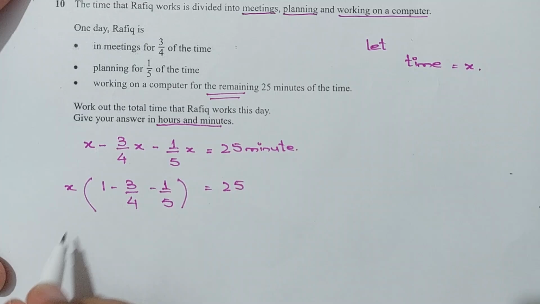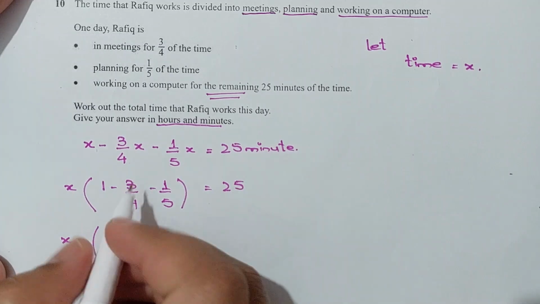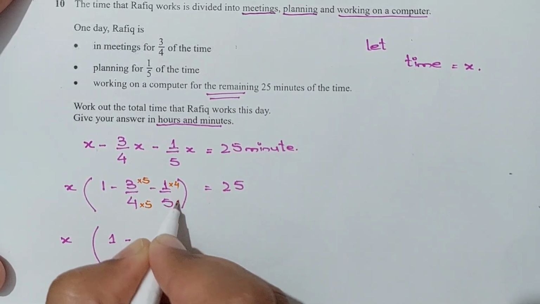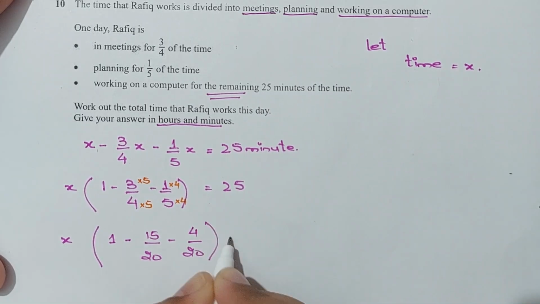Okay, so we have to make the same denominator. We can say 20 is the same denominator for both, since 4 times 5 is 20. So we have to multiply this fraction by 5 and this by 4. 3 times 5 is 15, 4 times 5 is 20, minus 1 times 4 is 4, and 5 times 4 is 20, equals 25.